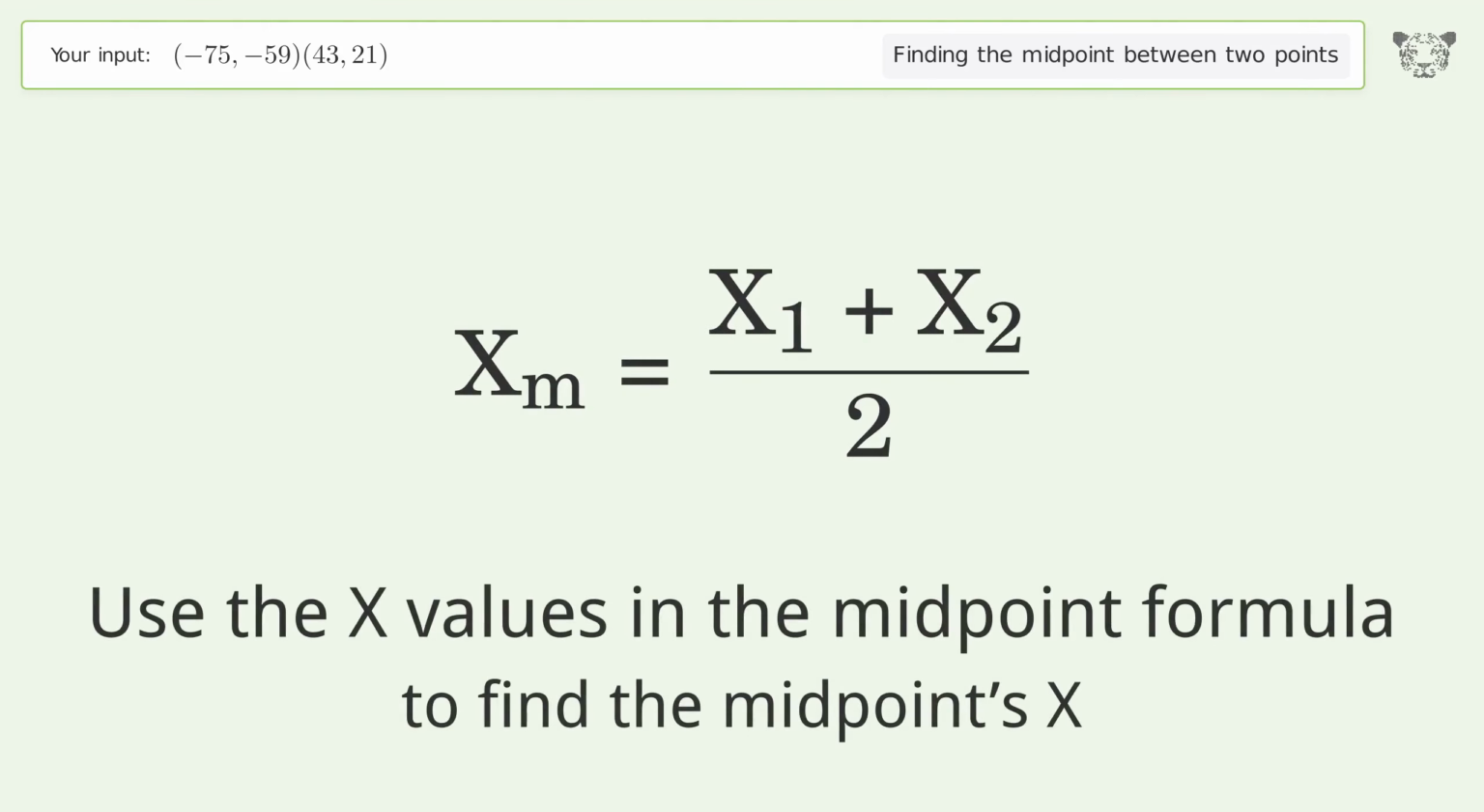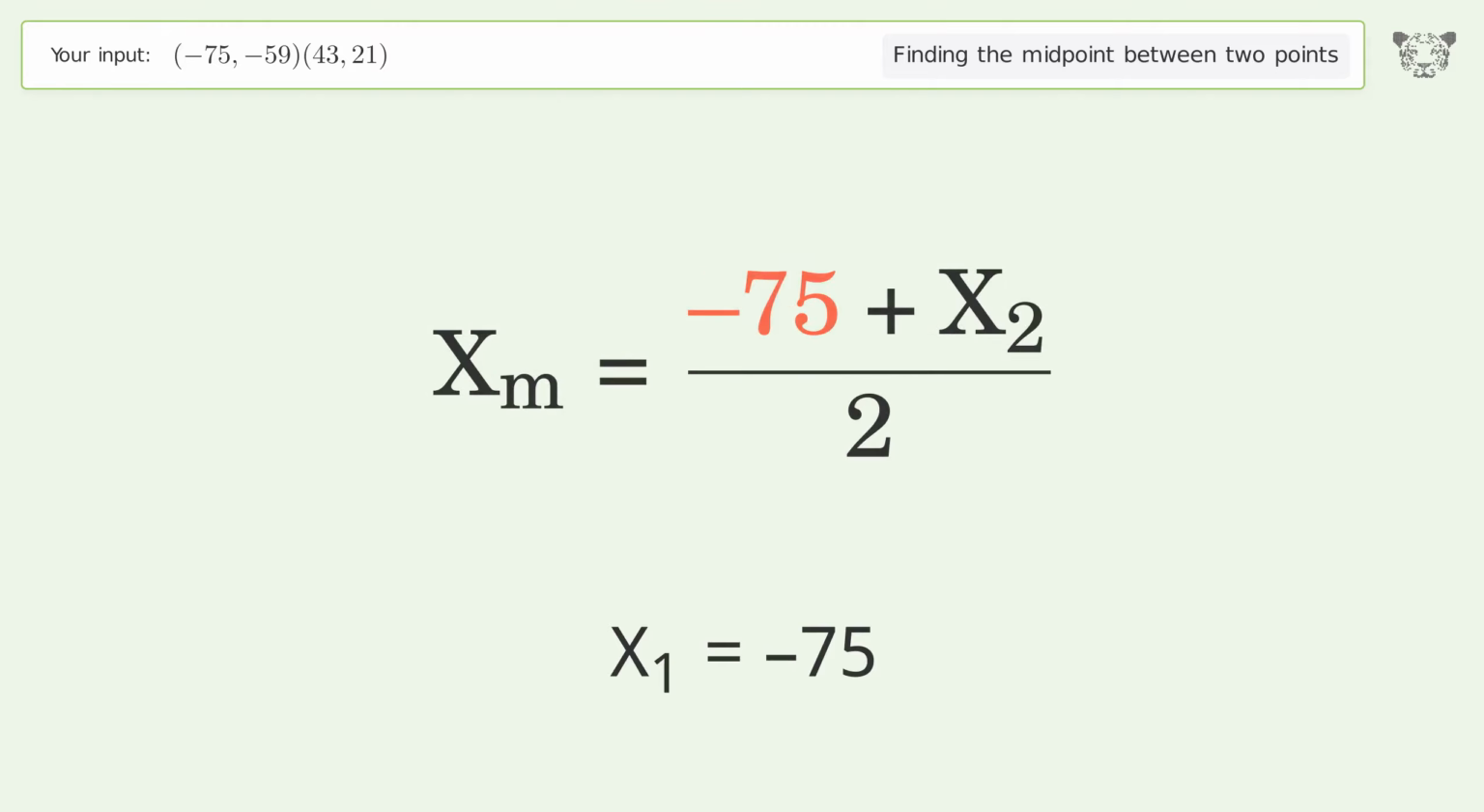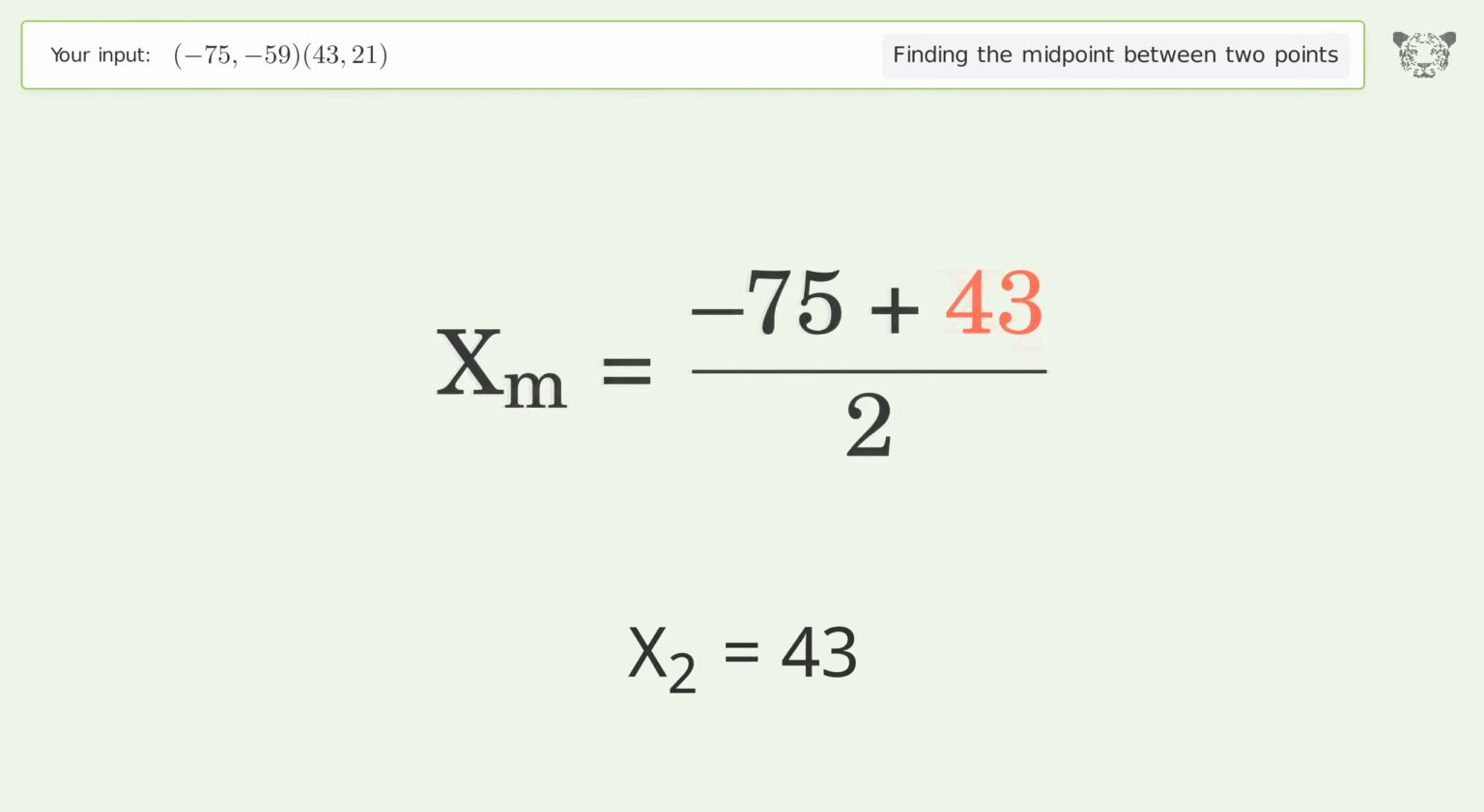Use the x values in the midpoint formula to find the midpoint's x. x1 equals -75. x2 equals 43. Simplify the arithmetic.